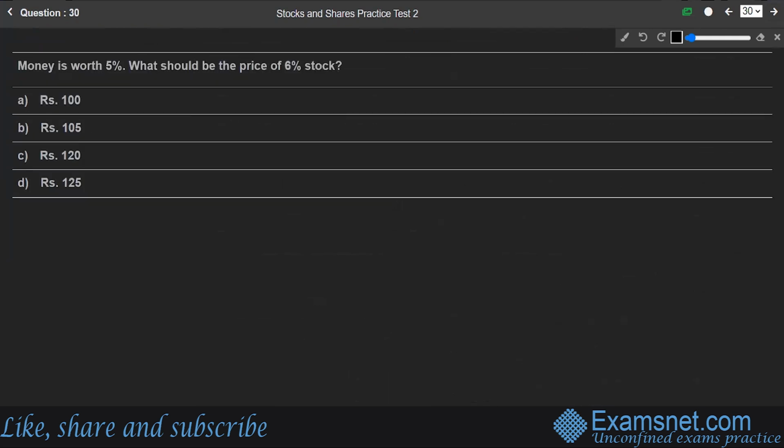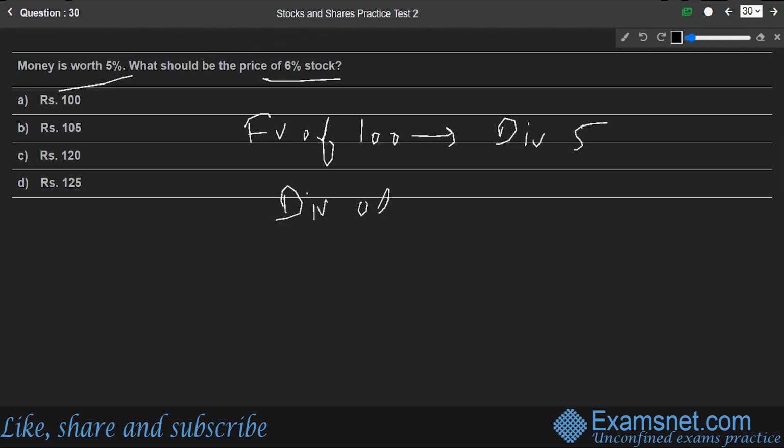Now, money is worth 5%. What should be the price of 6% stock? So if the money is worth 5%, we can understand that as if the face value is 100, the dividend received will be 5%. So we can write down face value of 100 will give us the dividend of 5 rupees. Or if we do the reverse way, dividend of 5 will give us the face value of 100.